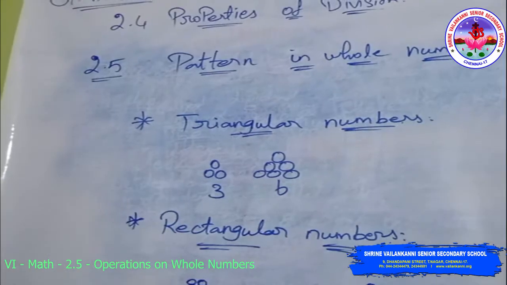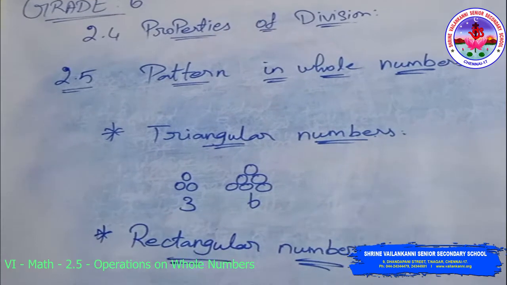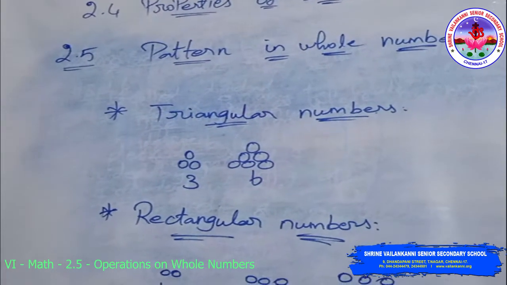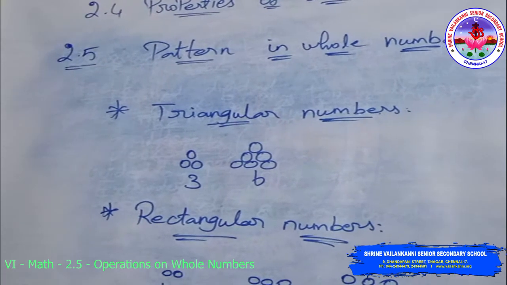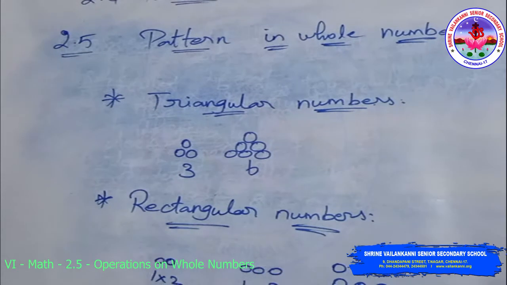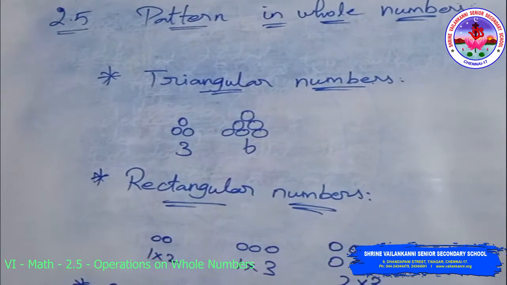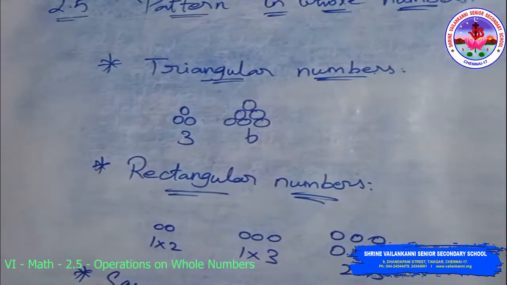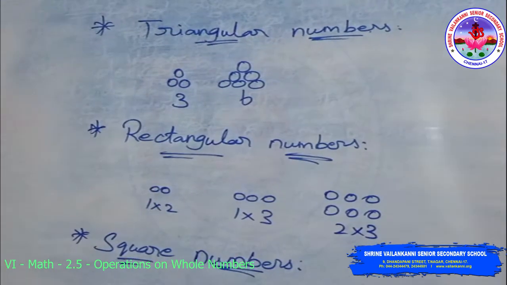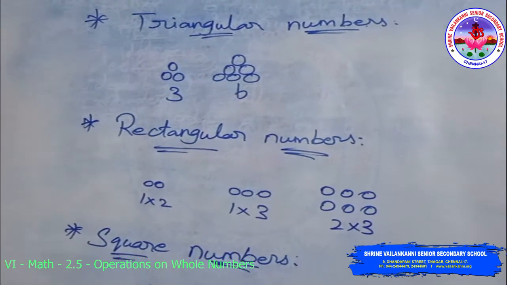The next one is 2.5, patterns in whole numbers. Whole numbers can be represented by a sequence of equally spaced dots. The first one is triangular numbers. A number that can be represented as a triangular array of dots is a triangular number. That is 3, 6.